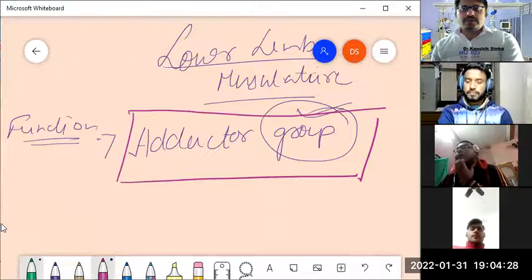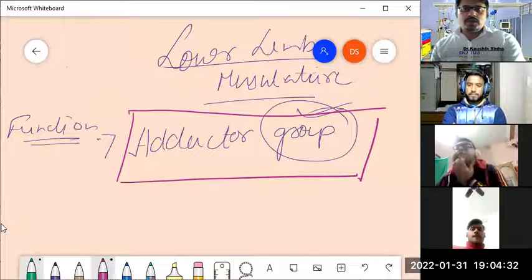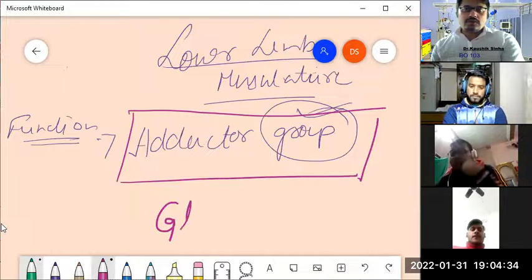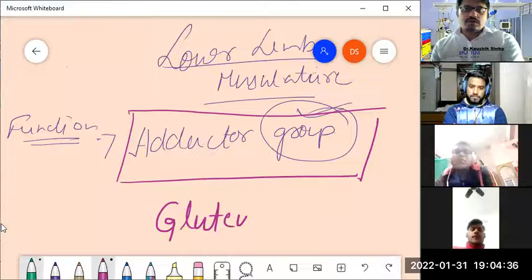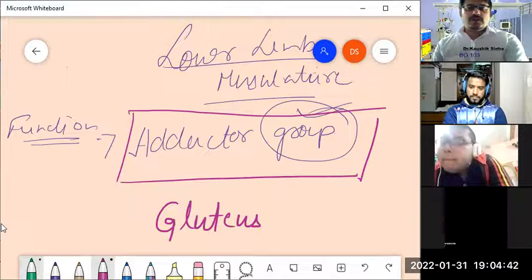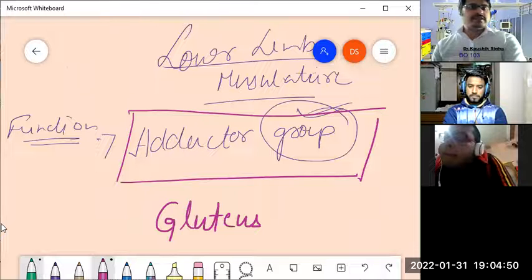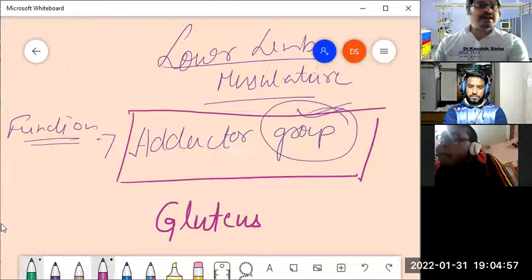As for example, one muscle group is named the Gluteus Group. In the Gluteus Group, we have a set of 3 different muscles: Gluteus maximus, Gluteus minimus, and Gluteus medius. All these 3 muscles are present just behind the hip bone.